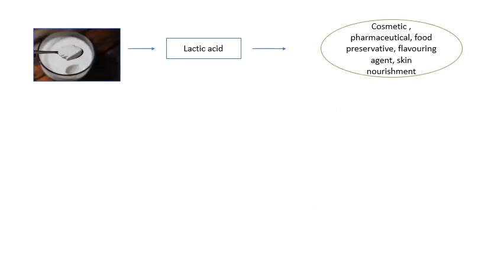Let us see a few more natural acids. Lactic acid. See the picture? Curd. All of us love to eat. Maybe some of you don't, but the majority of us do like. So that is lactic acid. It is used where? Cosmetics, pharmaceutical means medicine making industry. It's a food preservative for some ingredients, for some recipes. It's a very nice flavoring agent and it's very good for your skin. Try applying some curd on a regular basis. You'll find your skin becoming soft.